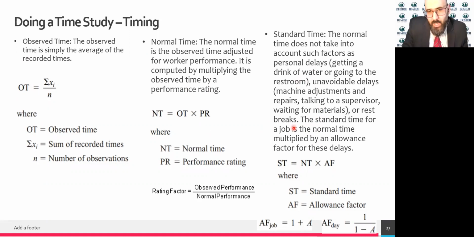These need to be considered, and therefore we need to multiply the normal time by what is called the allowance factor. The allowance factor is calculated either for each step or for the job overall, for the specific job or for the process overall. And we'll talk about this in just a second. But let me explain in more detail.